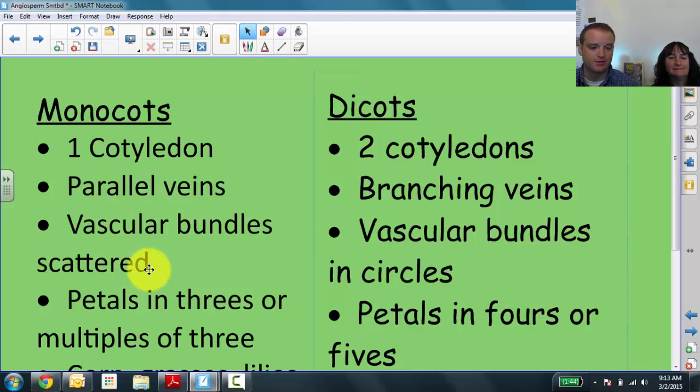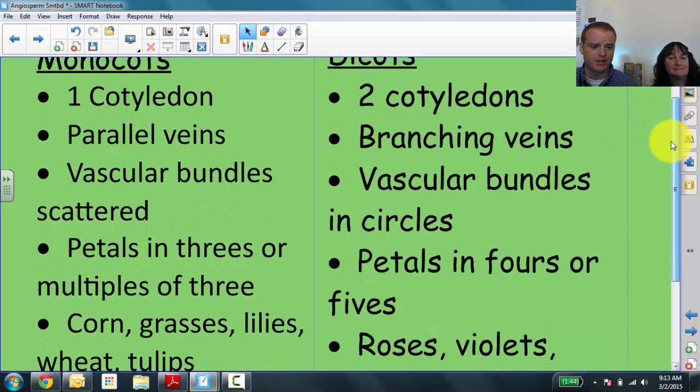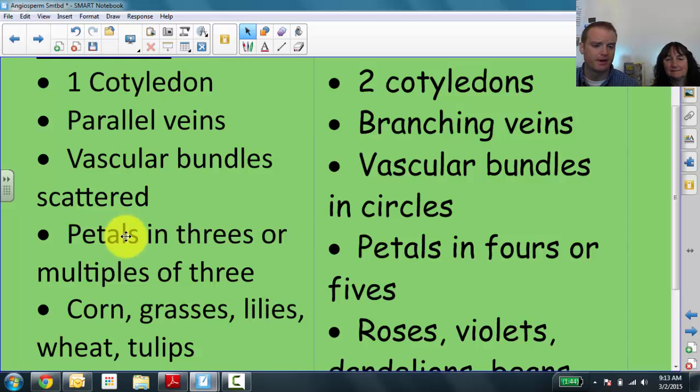Their vascular tissue is scattered, so there's no real pattern. It's just peppered everywhere. If you cut that stem open, it would look kind of random more than anything else. The other big indicator, without cutting it open, is that the petals are in threes or multiples of 3. So 3, 6, 9. Always a multiple of 3.